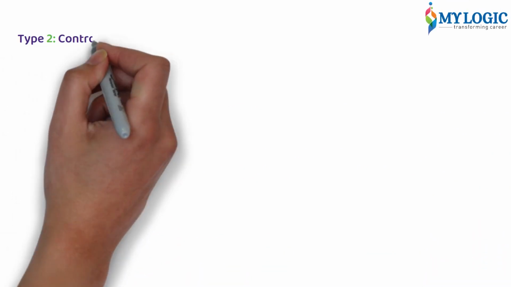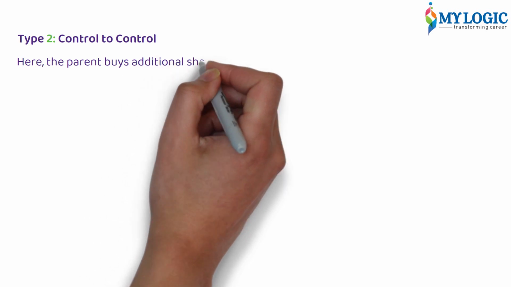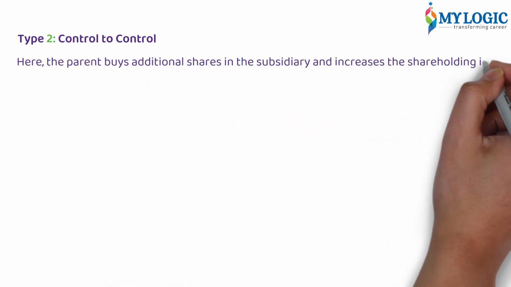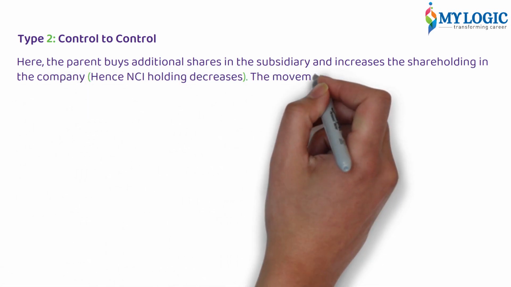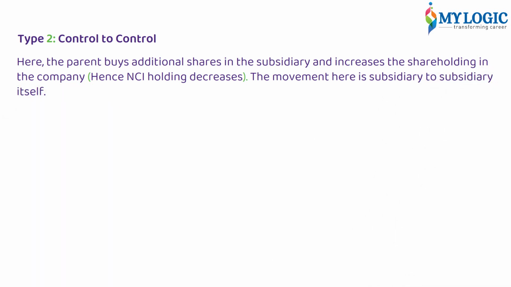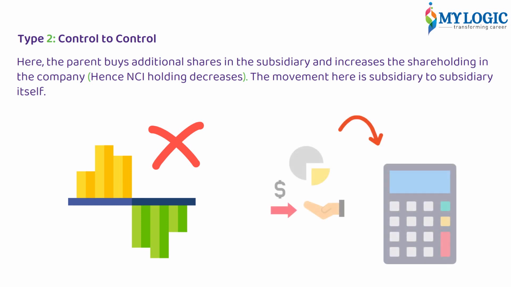Type 2. Control to control. Here, the parent buys additional shares in the subsidiary and increases the shareholding in the company. Hence, NCI holding decreases. The movement here is subsidiary to subsidiary itself. No profit or loss arises on the purchase of the additional shares and goodwill is not recalculated.